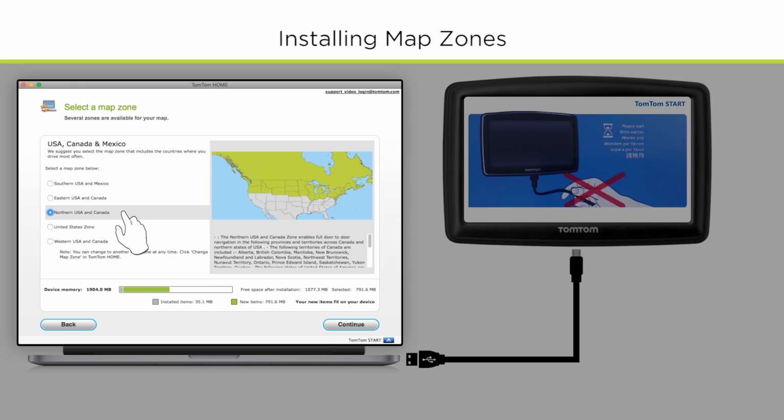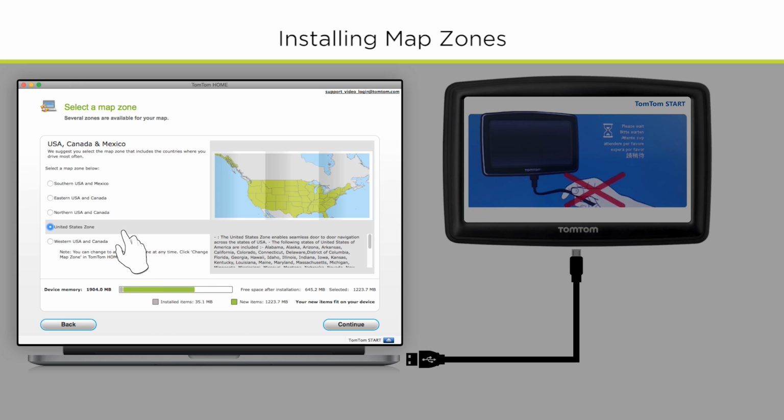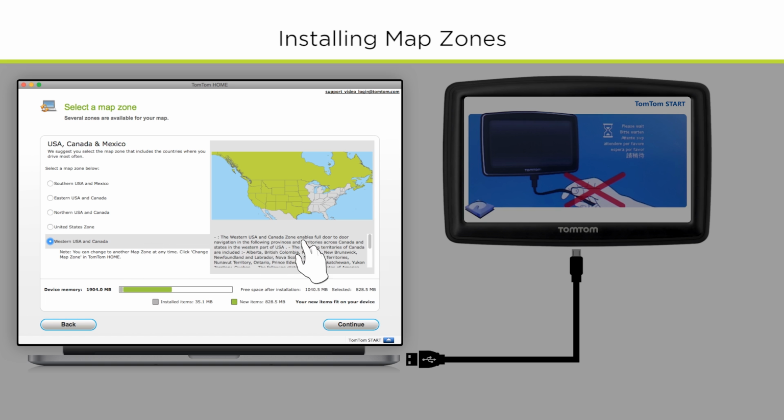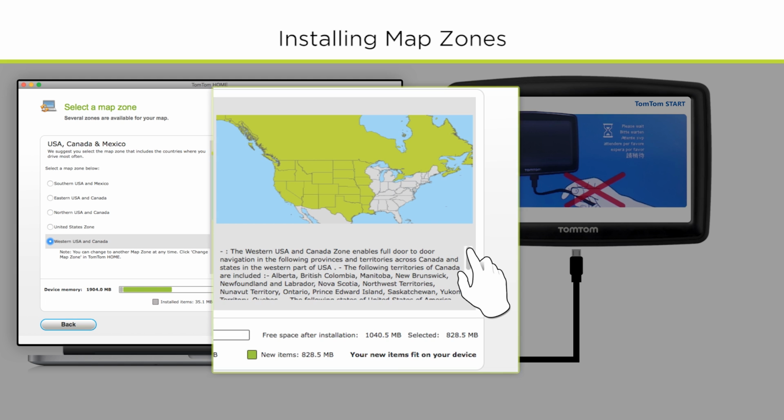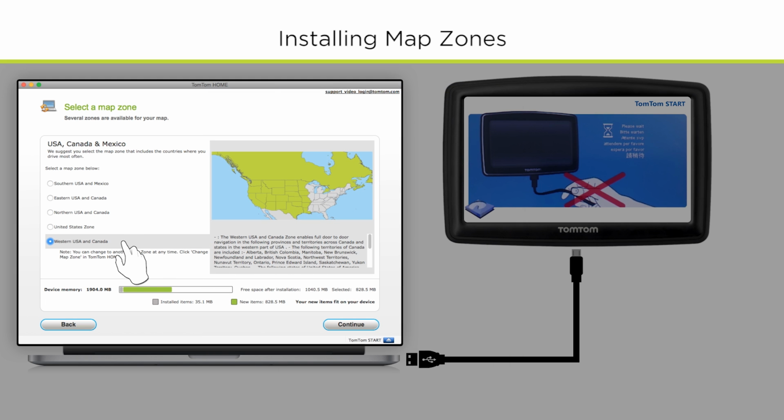The map zones will all be listed. To see the countries included in each zone, you can click on the zone and the coverage will be shown on the right-hand side. Once you have decided which zone suits you best, select it and click Continue.